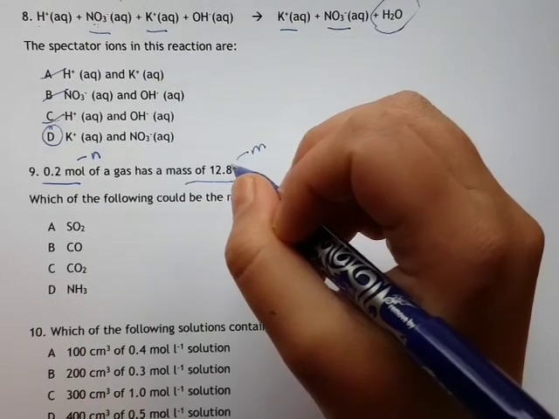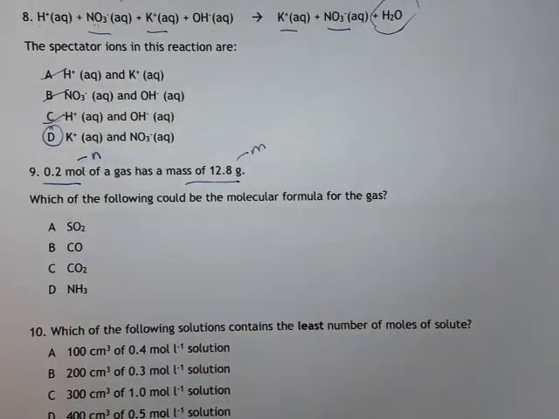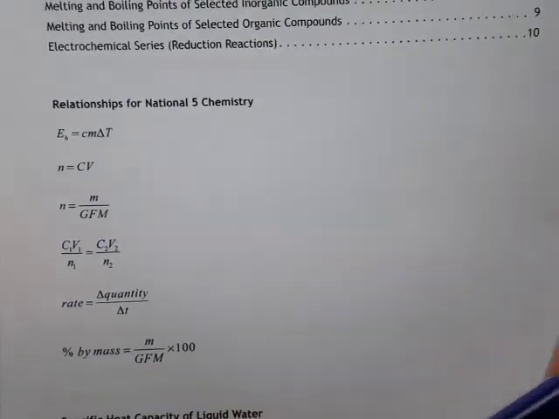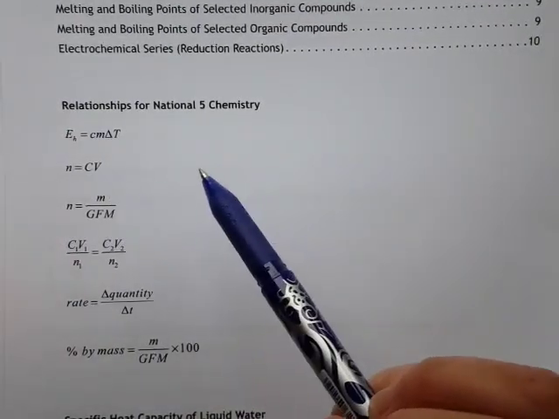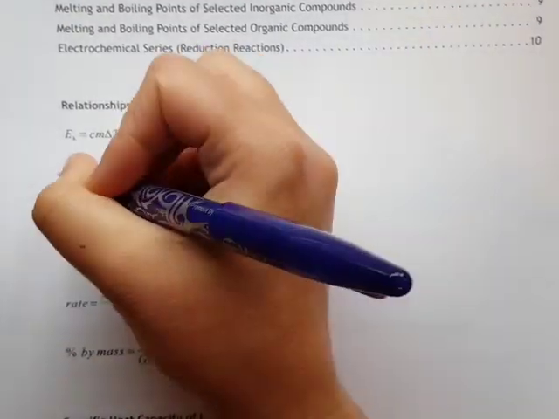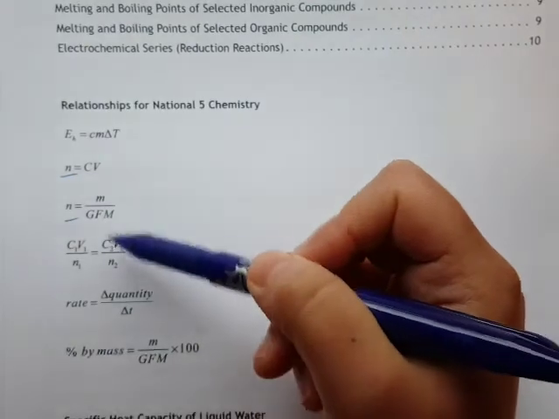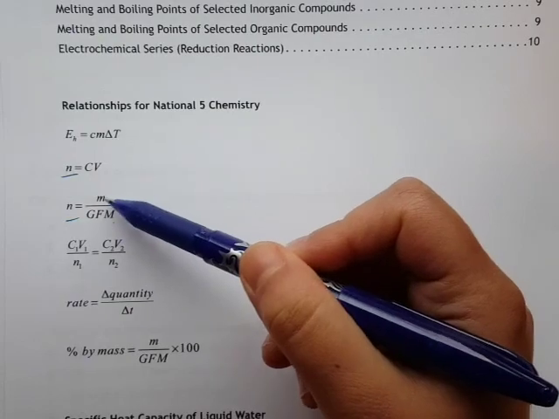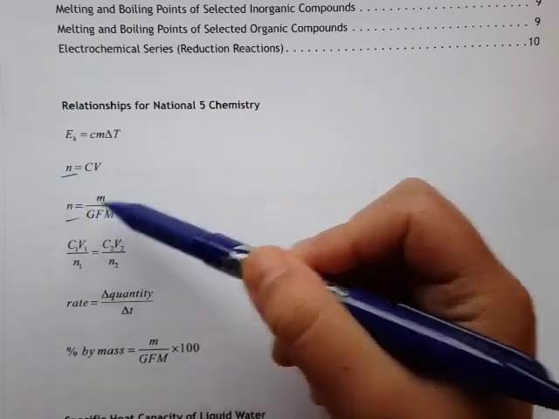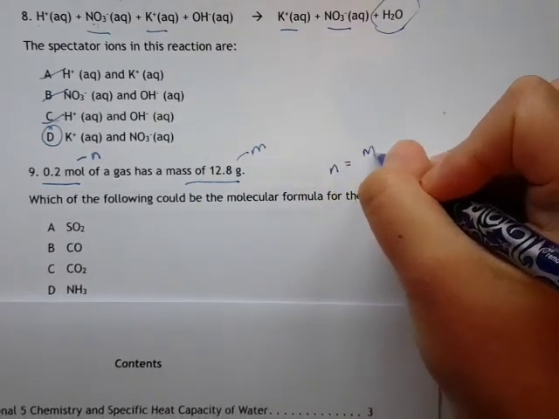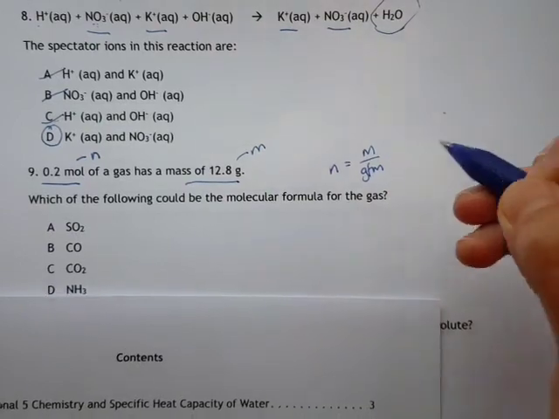Now, you might not be that sure about where to go from there, but if you're given a question with some numbers and you think it might be a calculation, just have a look at your list of equations in the contents page and see if there's any that you might be able to use. We've got N, number of moles, in this question, so that makes me think we're probably going to need one of these two equations. It doesn't talk about concentration or volume, but it does give us a mass. So I'm thinking at the moment we're going to need N equals M over GFM. I'm going to write that down. That might be something to do with the answer to this.